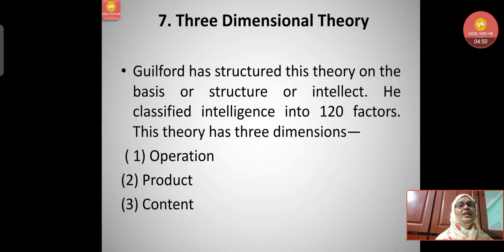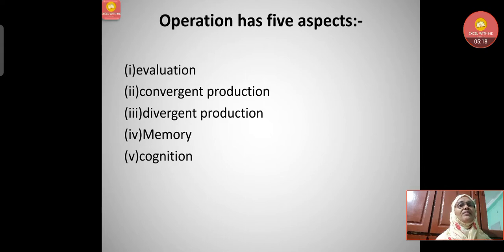Then the 7th one is the 3-dimensional theory. That is, Guilford has structured this theory on the basis of the structure of intellect. He classified intelligence into 120 factors. That is, this theory has 3 dimensions. The first one is operation, second product, third content. Let's go into detail with this.